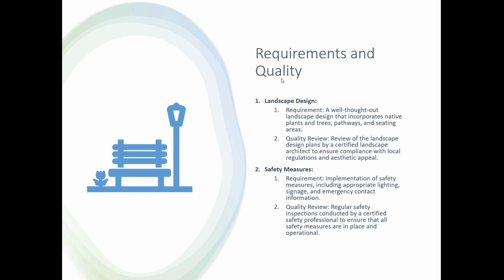Now if we look at some of the quality metrics that we're going to be looking for, with the landscape design, for example, the requirement that we want is a well thought out landscape design that incorporates native plants and trees, pathways, and seating areas. The quality that we want for this is to make sure the landscape design plans are certified by a landscaper, potentially an architect, to ensure compliance with local regulations and aesthetic appeal.